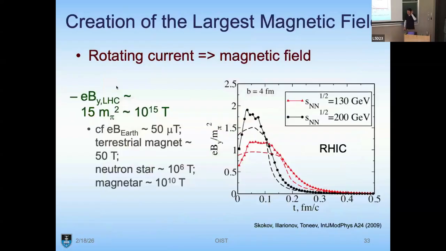Okay, great. And also, because I have two large nuclei going past each other, they have very large positive charge, they're moving, and so there's an enormous magnetic field. So the prediction is that the magnetic field created is about 10 to the 15 Tesla, which is enormous compared to any other object in the universe.